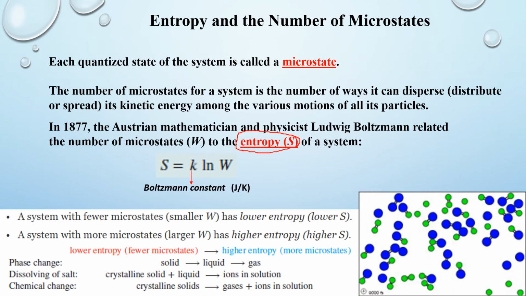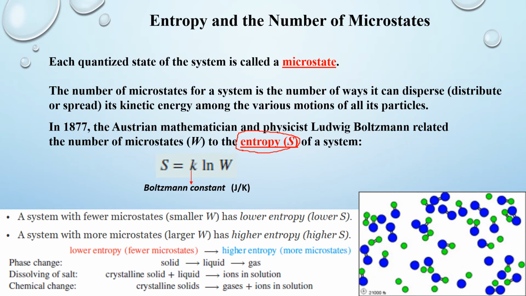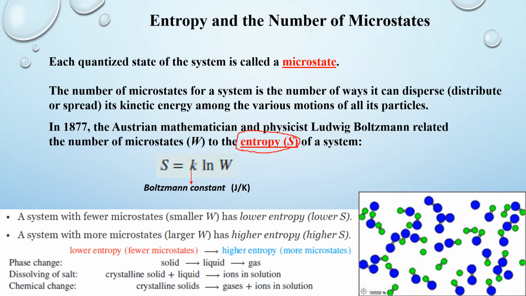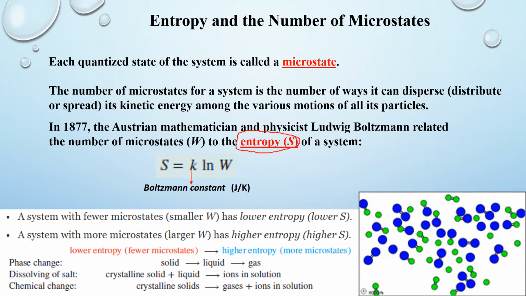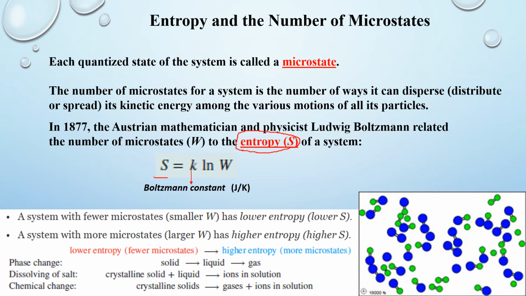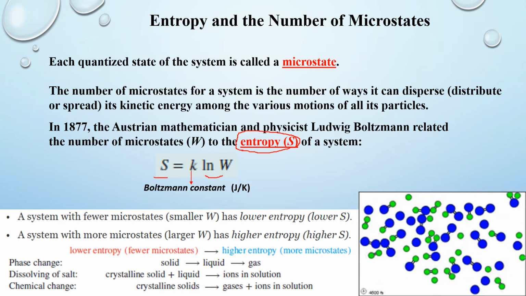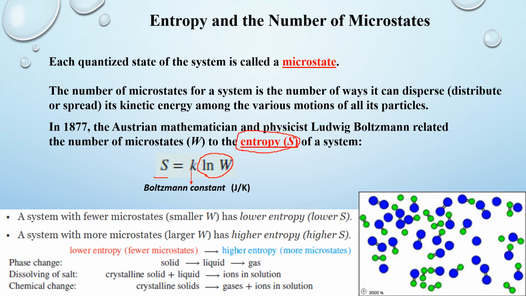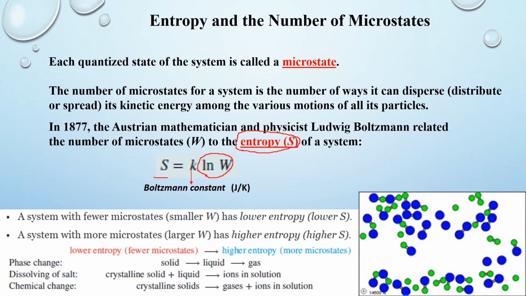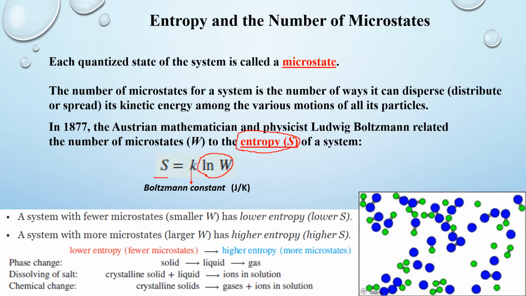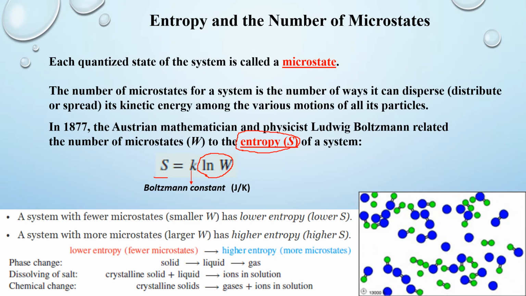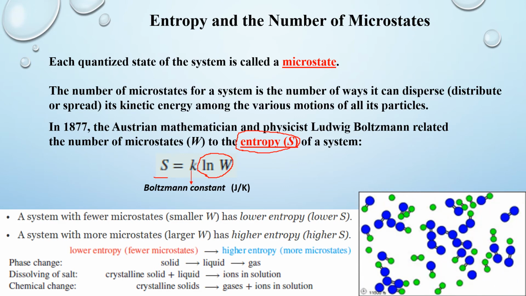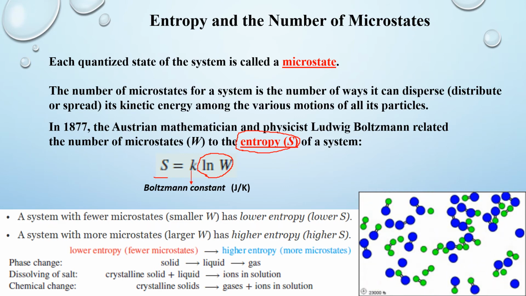In 1877, this Austrian scientist, last name Boltzmann, related the number of microstates to the entropy of the system. S is equal to k times natural log of W. W is the number of possible microstates, so that's a huge number. Consider if you only have one molecule, it has some number of microstates. But if you have two, what if you have one more gas molecule? The number is huge.